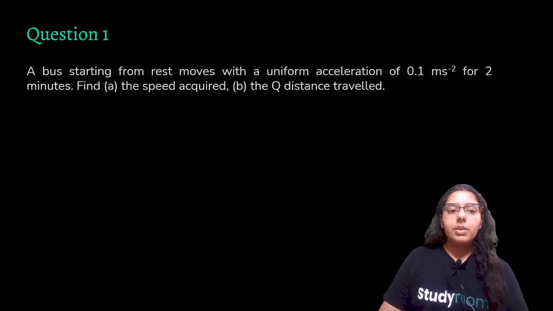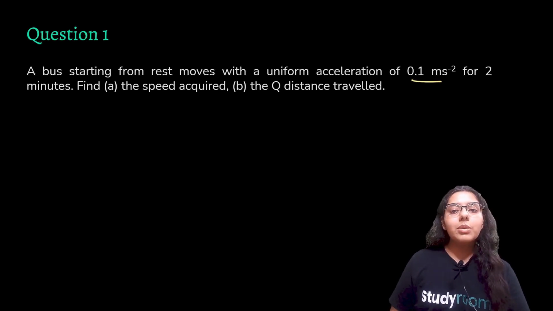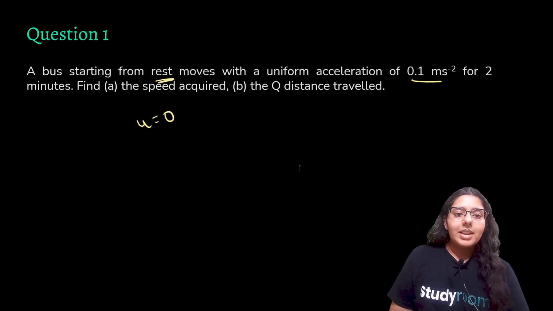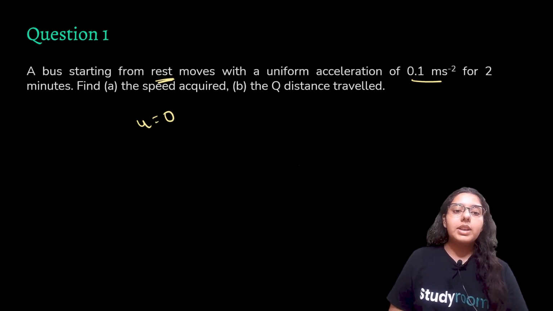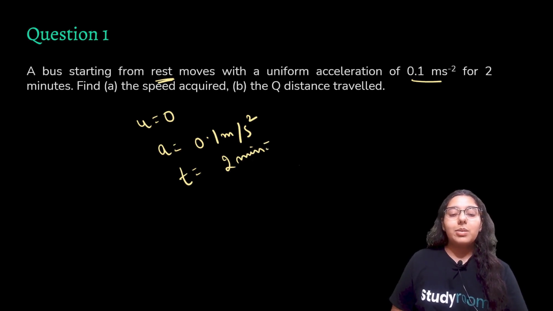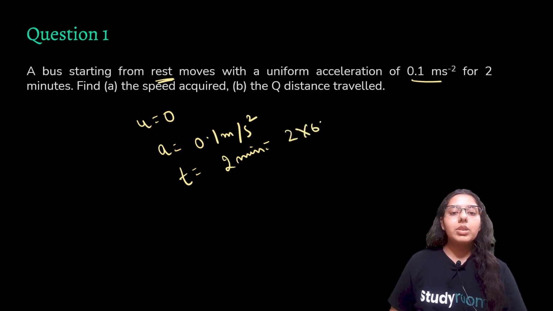A bus starting from rest moves with uniform acceleration of 0.1 meter per second square. So the bus is starting from rest. What was its initial velocity? 0, because it is starting from rest, no? So its speed must be 0, right? It moves with a uniform acceleration of 0.1 meter per second square for 2 minutes. t is your 2 minutes. So let's convert this into seconds. Don't directly use 2 minutes, because we have to use time in seconds. So what is 2 minutes? It is 120 seconds, because 1 minute is 60 seconds.